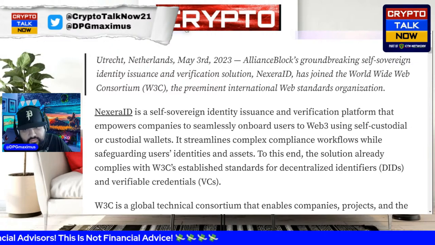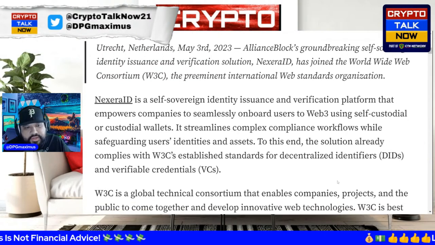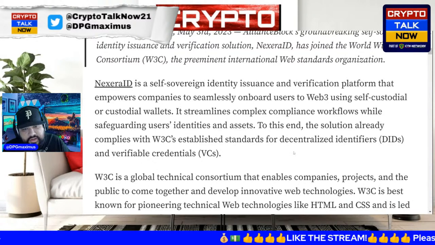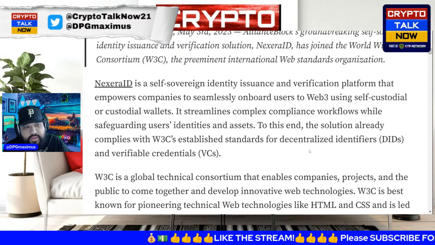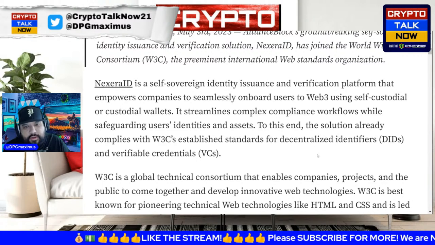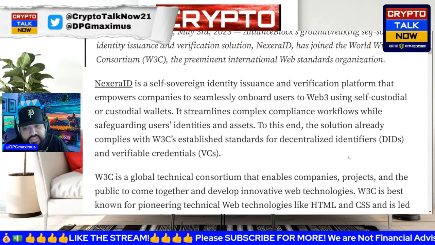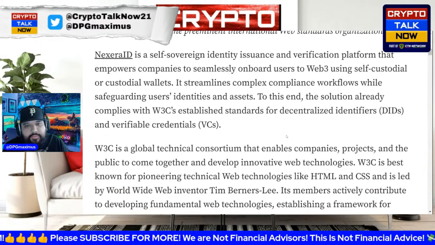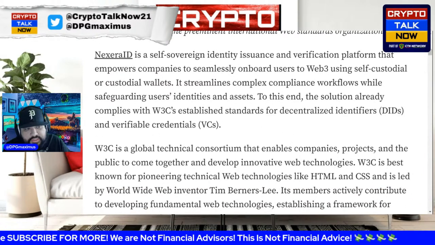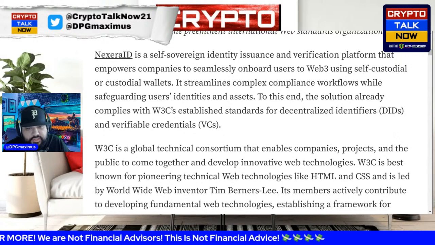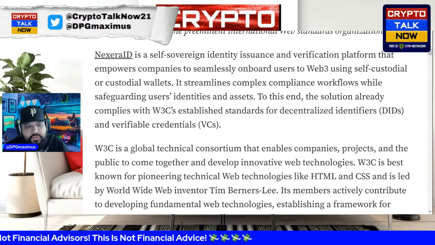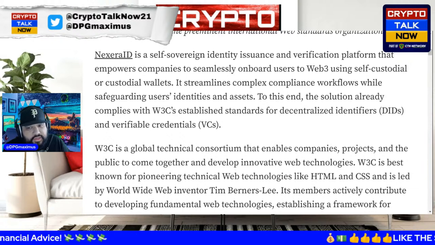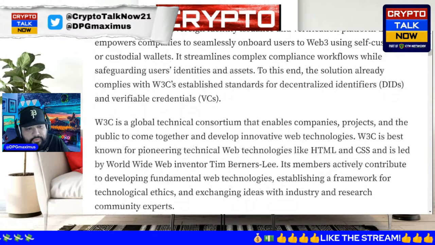In regards to Nextera, we know it's a self-sovereign identity issuance and verification platform that empowers companies to seamlessly onboard users to Web3 using self-custodial or custodial wallets. It streamlines complex compliance workflows while safeguarding users' identities and assets. To this end, the solution already complies with W3C's established standards for decentralized identifiers and verifiable credentials.